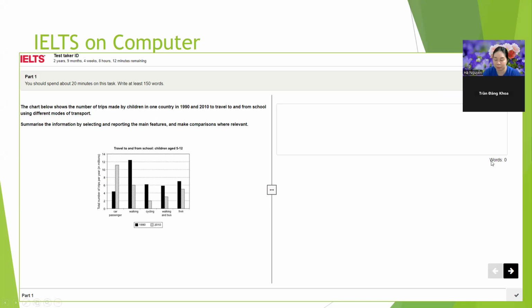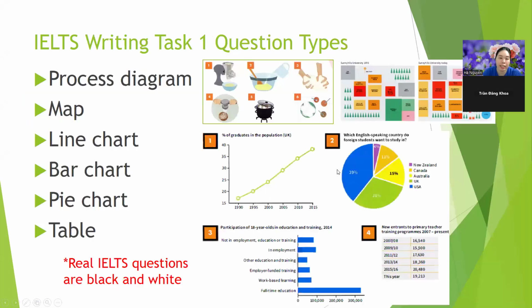Additionally, there's a word counter for you here. All right. So now let's look at the question types for IELTS Writing Task 1. So basically there are 6 types. There will be a 7th type. I will tell you later.